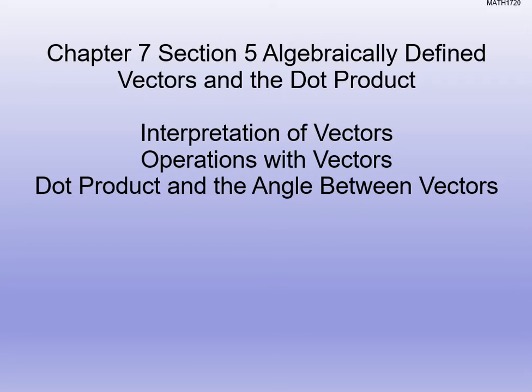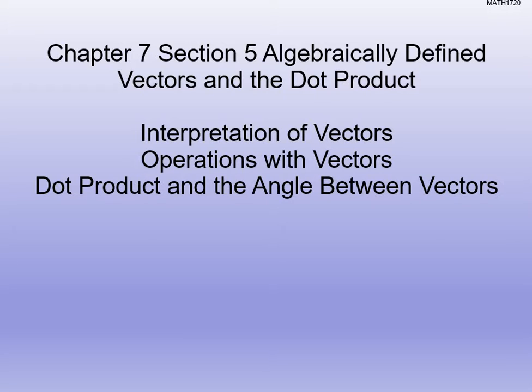Alright guys, Math 1720, we are in Chapter 7, rounding out Chapter 7 here. We're doing algebraically defined vectors and dot products. We just wrapped up geometrically defined vectors, now we're doing algebraically defined vectors.